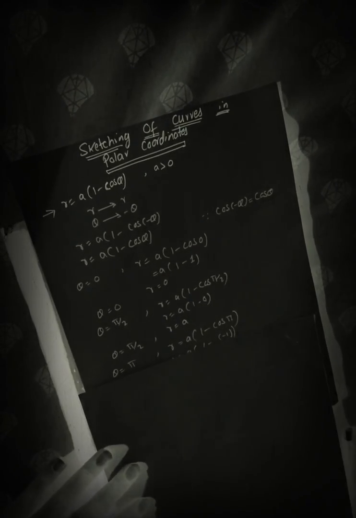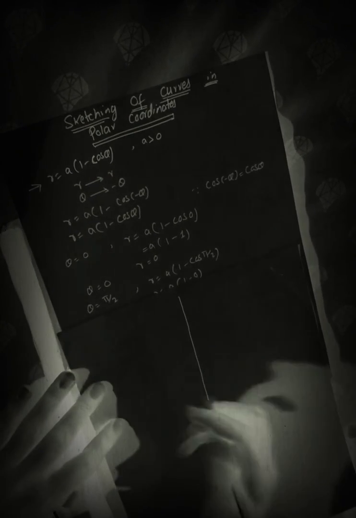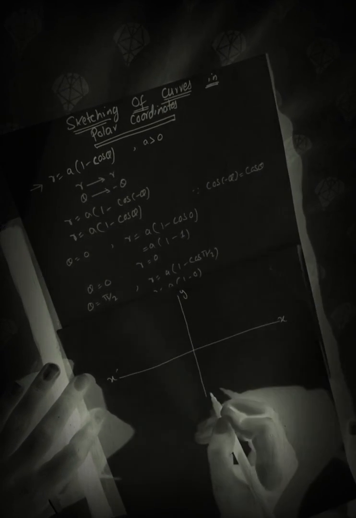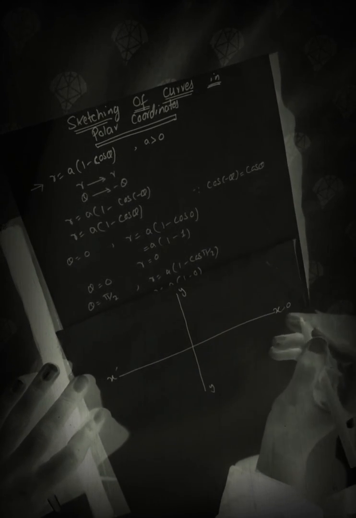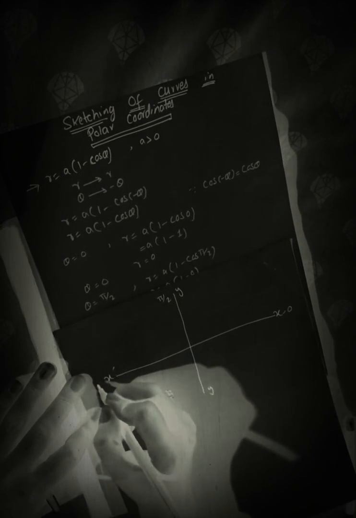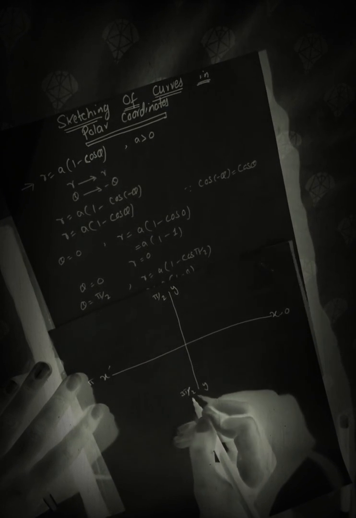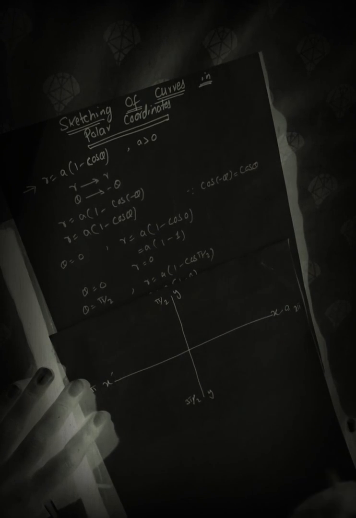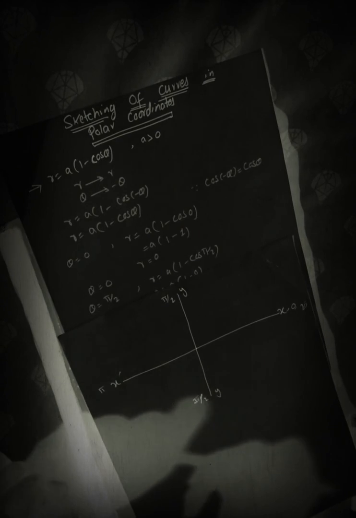First of all, I have to draw the two lines. This is the x-axis, this is the y-axis. Furthermore, in here angle is 0, in here angle is pi by 2 or 90, in here angle is pi or 180, in here angle is 3 pi divided by 2 or 270, and in here again angle is 2 pi. So when theta is 0, r is also 0. It means I am in here.